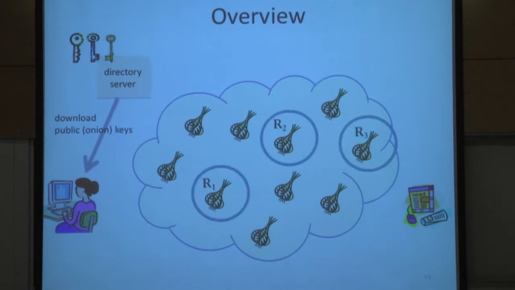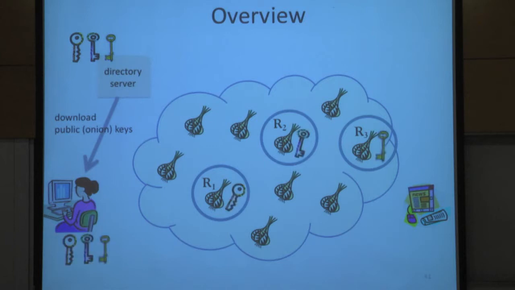Then, once she has gained knowledge of which routers are available in the network, she selects 3 of them to construct a connection. She has the keys for these routers that she obtained from the directory server. She first contacts the first router, R1, and does an authenticated Diffie-Hellman exchange in which only the server is authenticated. She remains anonymous, but she wants to know that she's talking to the real Tor server. So she establishes a tunnel, a connection, to that server.